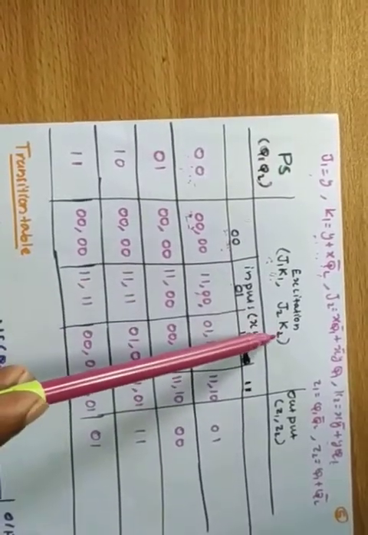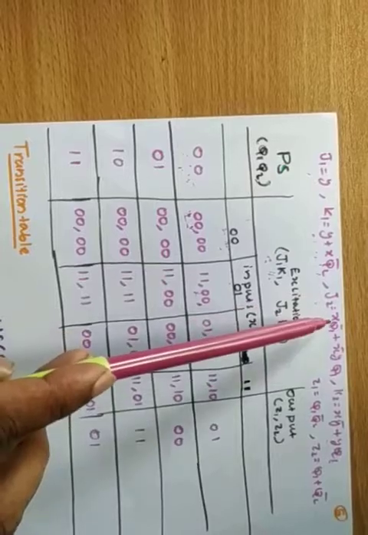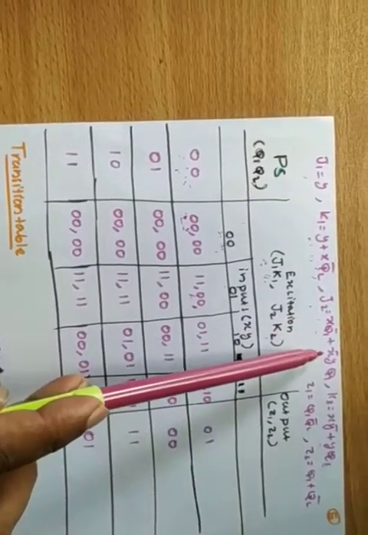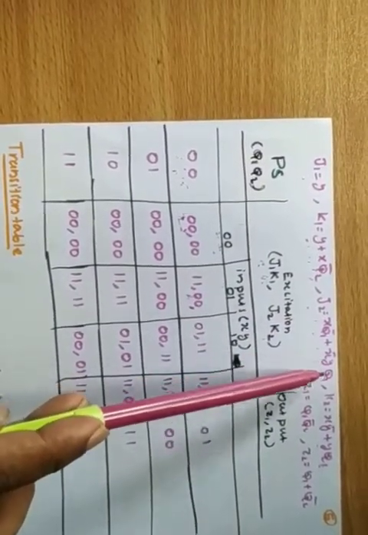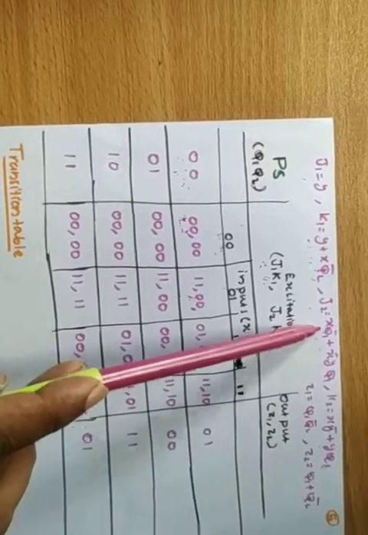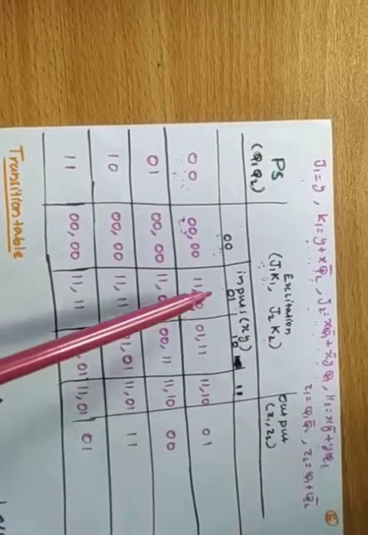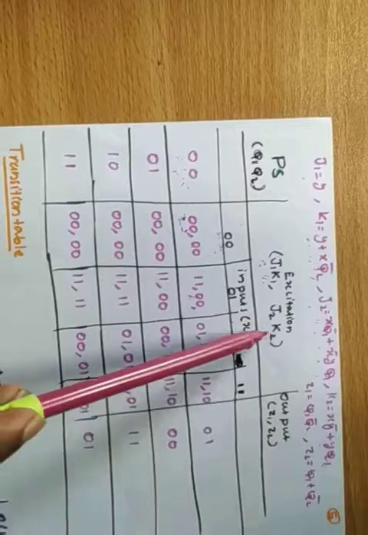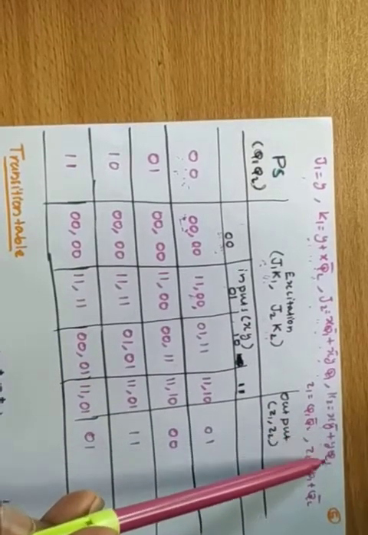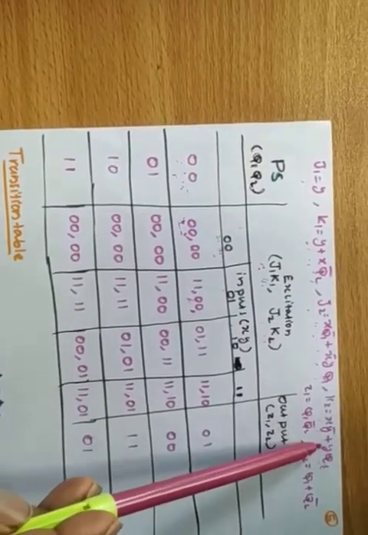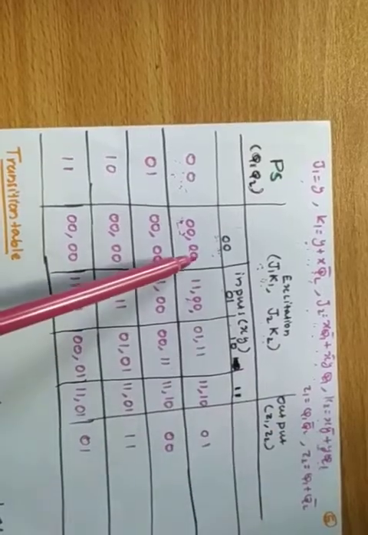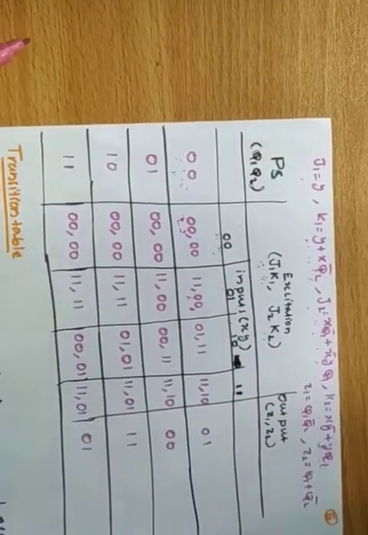What are J2, K2? You know J2 is X Q1 bar plus X bar Y Q1. Here X is 0, Y is 0, so the entire term is 0. So J2 is 0 here. What is K2? K2 is X Y bar plus Y Q1. Here also X and Y are 0, so this term is 0. K2 is 0 here, so it is 0, 0.